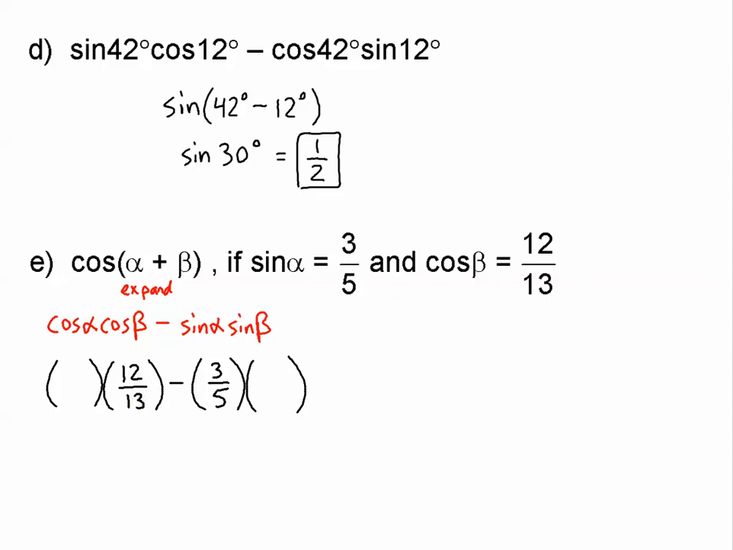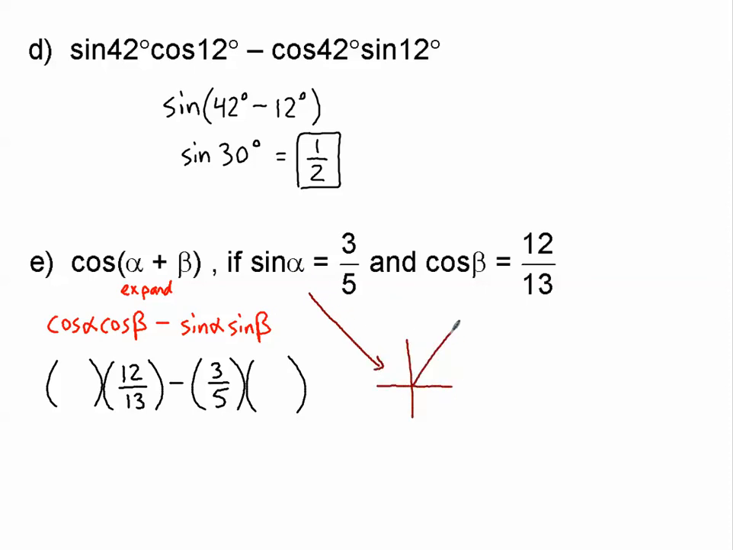Unfortunately, that's all that I know. I'm missing the cosine of alpha, and I'm missing the sine of beta. And I'm not going to be able to find them from the unit circle. But that's okay. This is a triangle problem. In fact, it's a double triangle problem. I don't need to know what alpha is. I just need to be able to draw a picture of it.